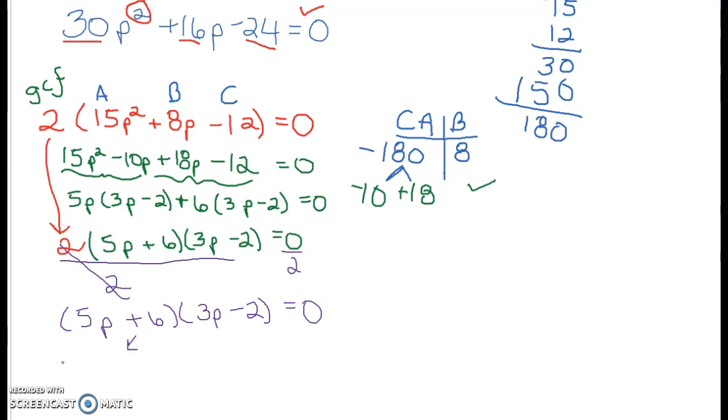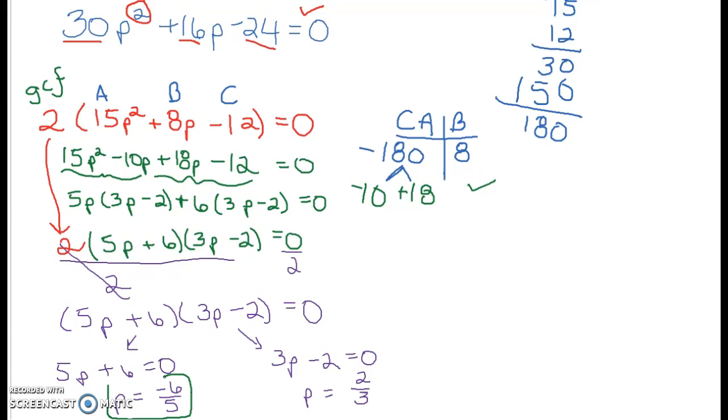So my two answers are 5p plus 6 equals 0. If you solve for p, it should be negative 6 over 5. The other one, 3p minus 2 equals 0. If you solve for p, it would be positive 2 over 3. So those are my two answers, negative 6 over 5 and positive 2 over 3. And that was using factoring to solve the quadratic.